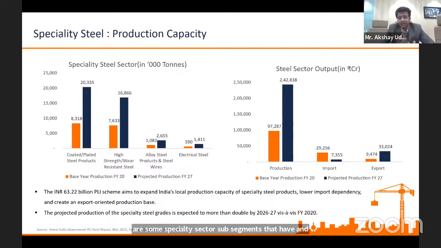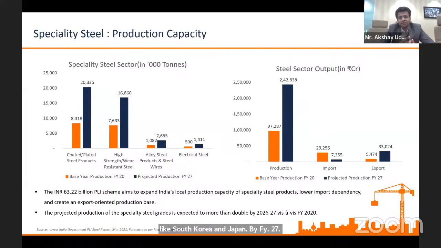And since it's a specialty segment, India right now is a small player in this field. It has a limited amount of manufacturing capabilities, and to the rescue, we have the Indian government, which has launched the production linked incentive scheme. And it has an overall outlay of 6,300 crores. So the goal of the PLI scheme is to lower the import dependency and create an export oriented base. And as stated in the PLI policy, India aspires to match the pace of advanced economies like South Korea and Japan by FY 27.